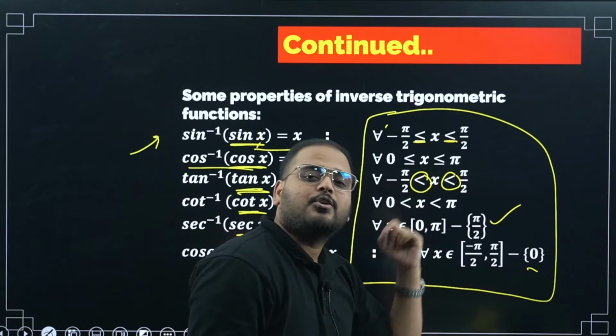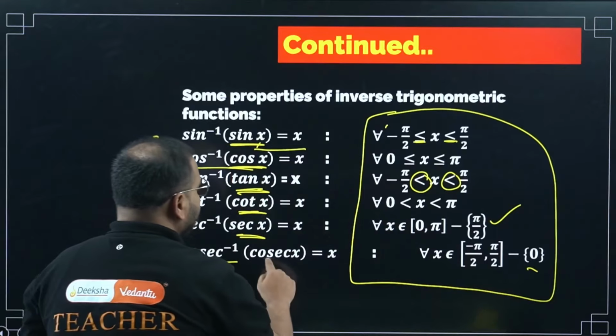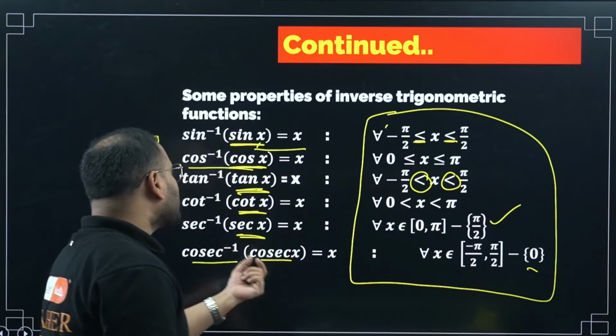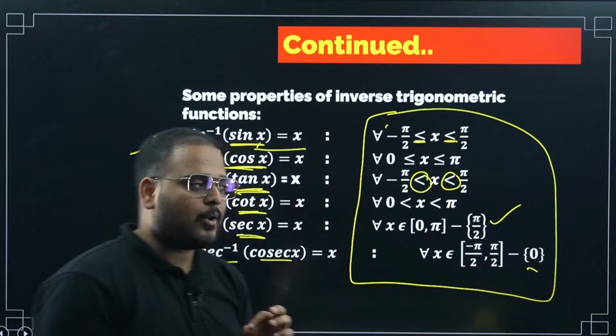So 0 is not part of the domain of what? For cosec inverse x? No, sir, only for this part, because x is the angle being operated by cosec, which is a trigonometric function. I hope this is clear.